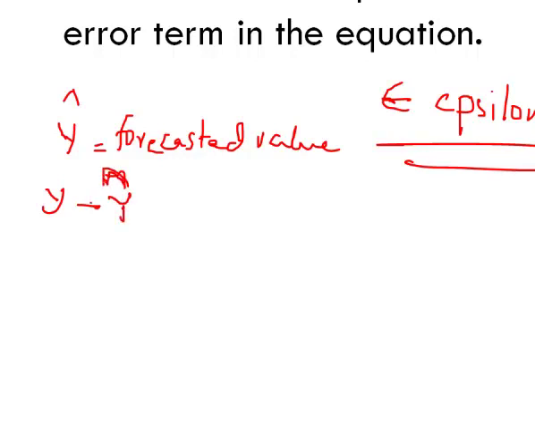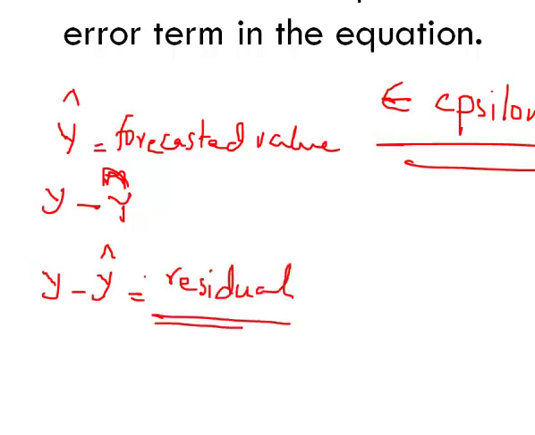Oh, it's not coming out well. Let me write it again. Y minus y hat is the residual, or the error term, and that is the difference between the forecasted and the observed value that we cannot model, and that we cannot account for.